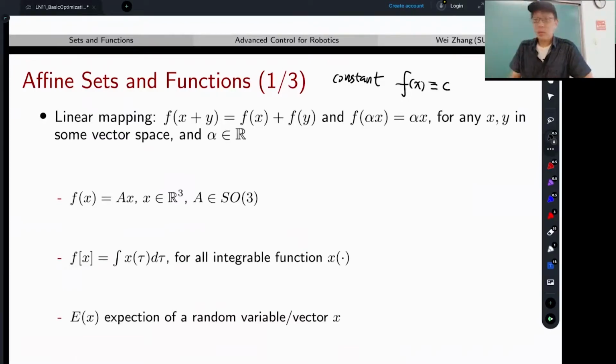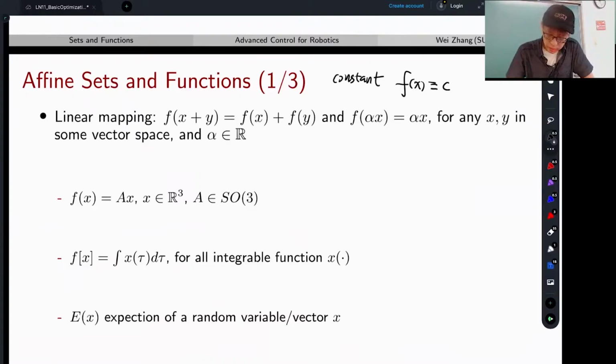The next, the simplest one, is a linear function or linear mapping. It must satisfy these properties. Well, I didn't say x and y have to be numbers or vectors or matrices. They can be any point, any set. We don't have to be overly general, but in your mind, x and y can be a scalar, a matrix, or a vector. As long as it satisfies these two properties, then it's fine.